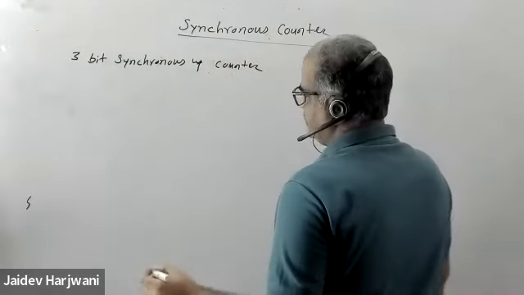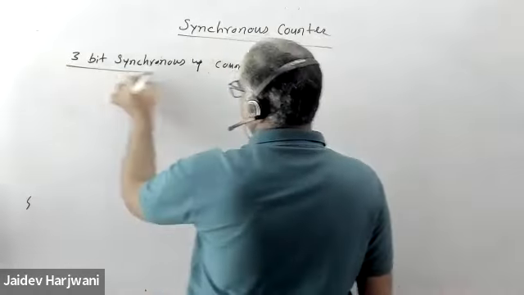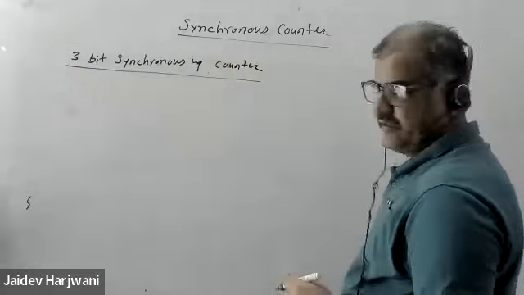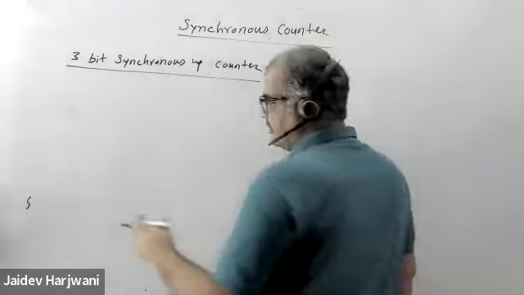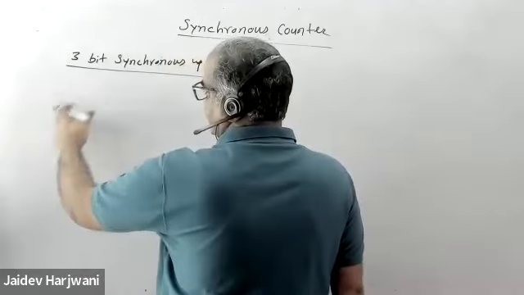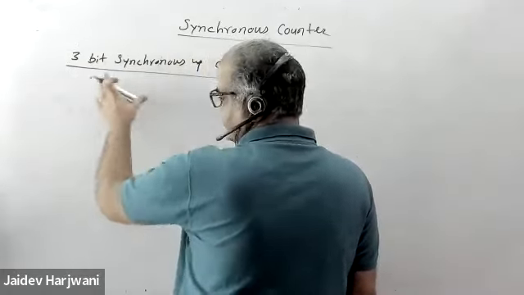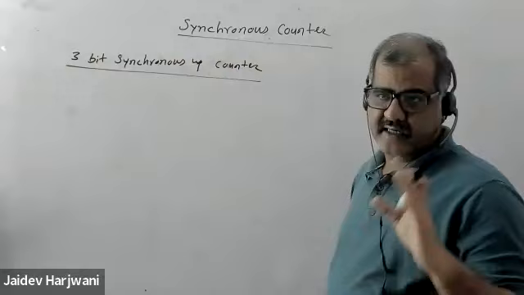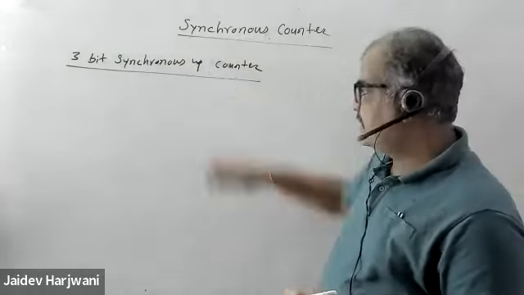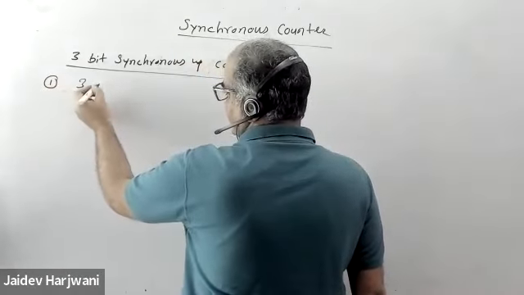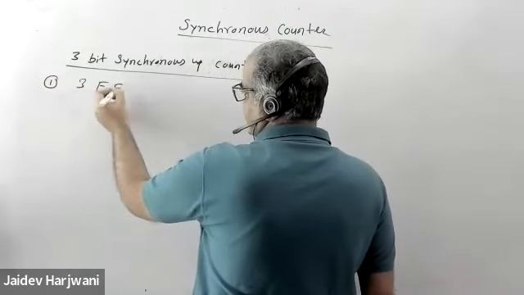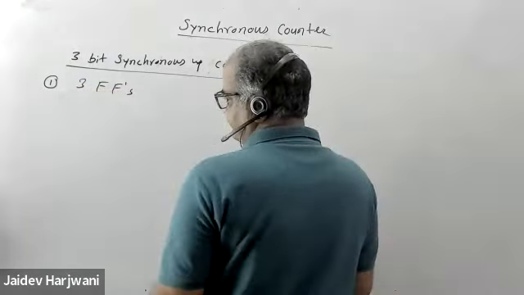I already told you that when you want to design a synchronous counter, the first step is you need to know how many flip-flops you require. So obviously there is a 3-bit counter. Total there are 8 states, so that means you need 3 flip-flops. Step number one, you have to know how many flip-flops are required. So we know 3 flip-flops are required.